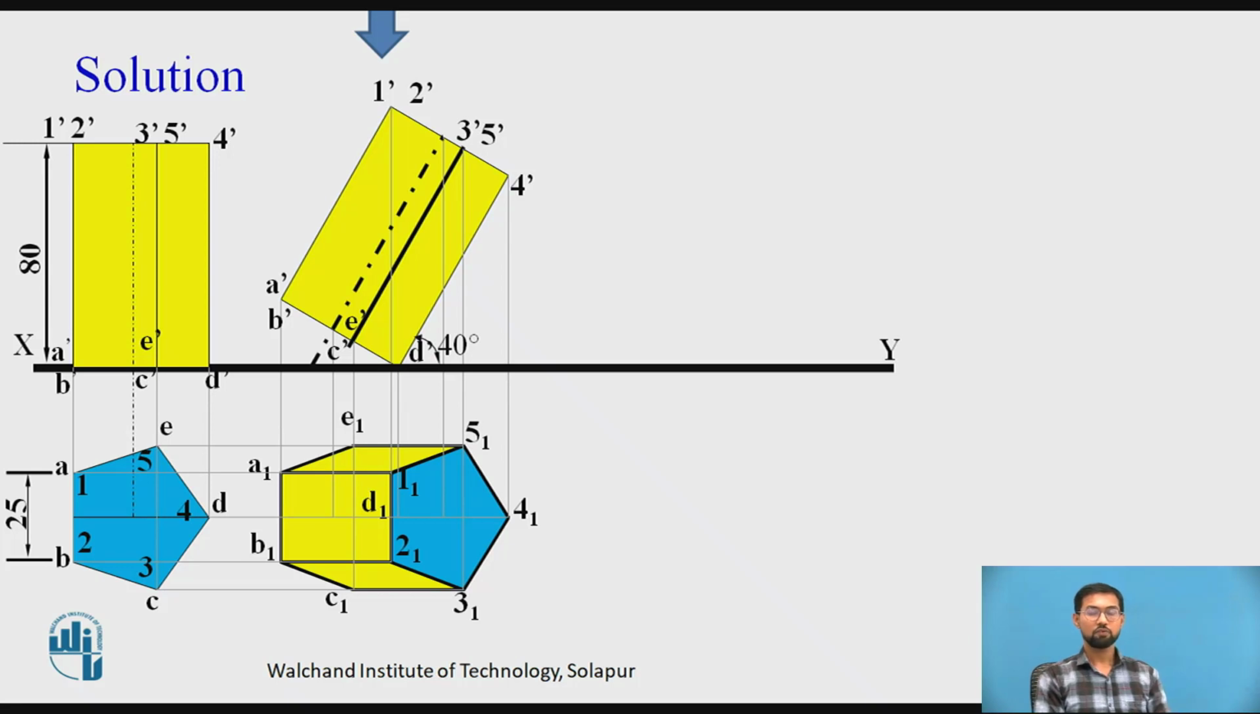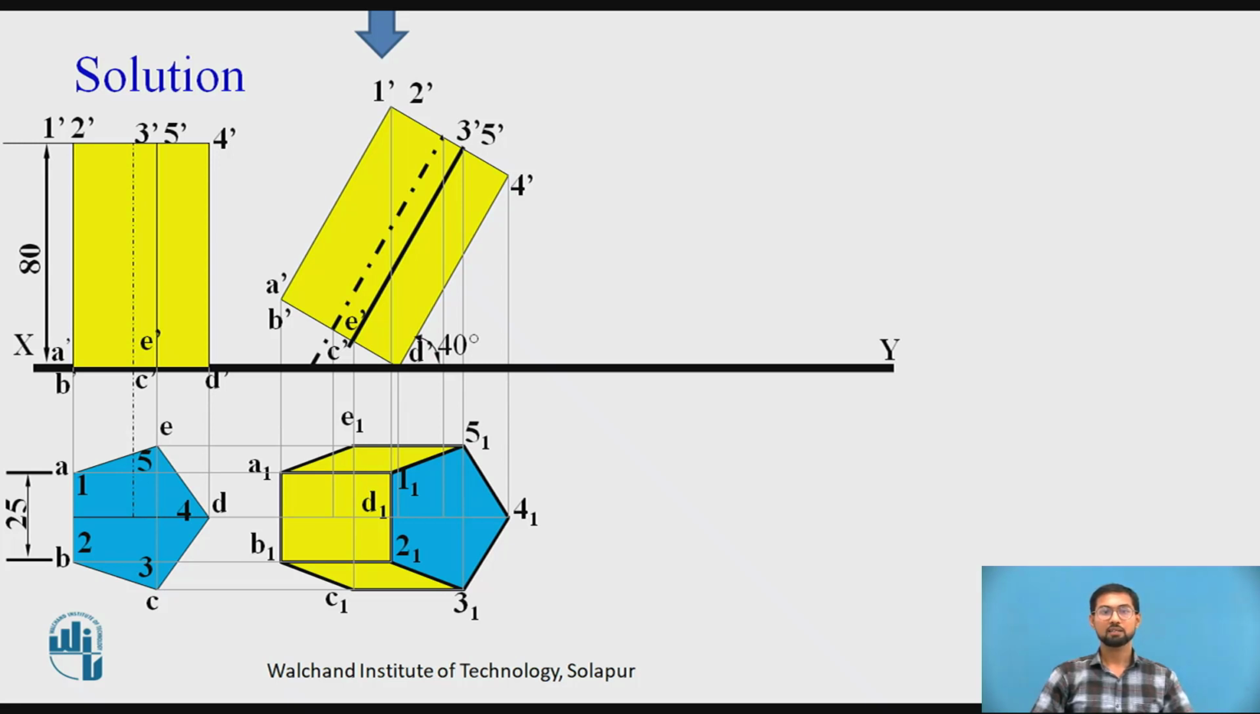Then if we observe from the arrow mark, these points, that is 1 dash, 2 dash, 3 dash, 5 dash and 4 dash, are nothing but the top base of a pentagon. So that is visualized from that top arrow. So we have to draw dark lines for the top base of the pentagonal prism, that is 1 1, 2 1, 3 1, 4 1, 5 1. Those are joined by dark lines.